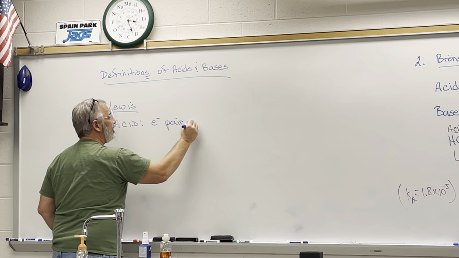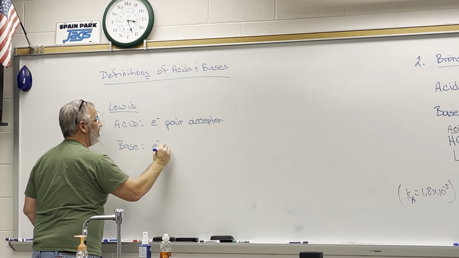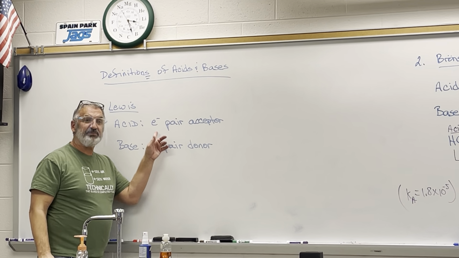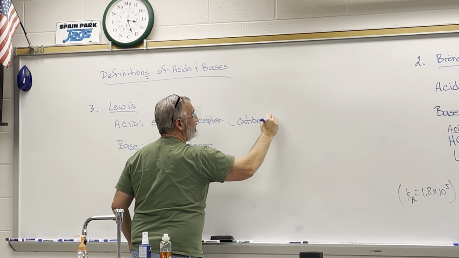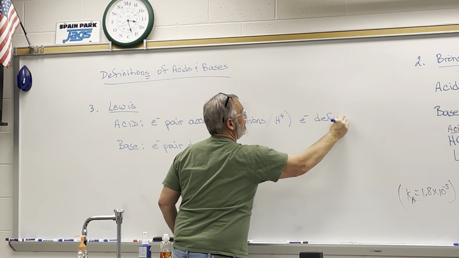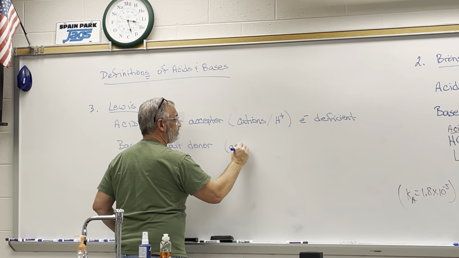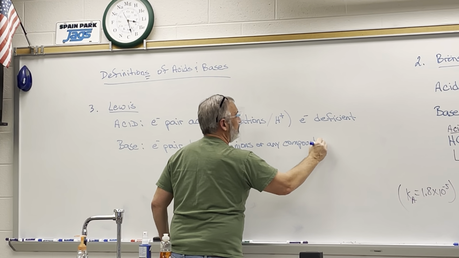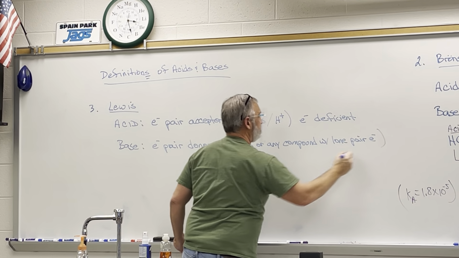pair acceptor, and a base is going to be an electron pair donor. Now, the things that are going to accept an electron are going to be cations or H plus. These are all electron deficient. Whereas, what's an electron pair donor? Anions, or any compound with lone pair electrons. In other words, they're electron rich.